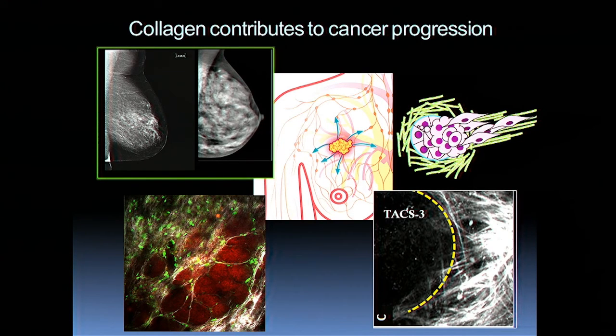So to summarize, in all the things I've told you, we have this dense breast tissue, but what's going on is, in part, increased collagen, and it's really not the amount of collagen or the density, it's the structure, which then contributes to metastasis and inflammation.